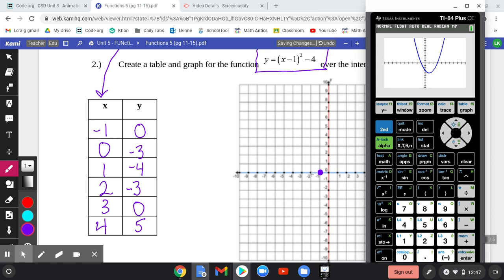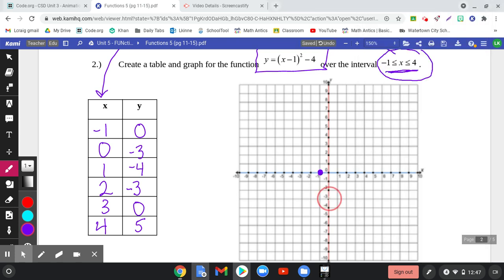0, -3 means that we don't go from side to side, just down 3. Because remember, if there's a 0 involved, the number's on the x, it's on the x-axis. If the number's on the y position, 0, -3, it's on the y-axis. All right, anyways, 1, -4 over 1 down 4. 2, -3 over 2 down 3. 3, 0 is going to stay right on your x-axis again. And then 4, 5 over 4 up 5.